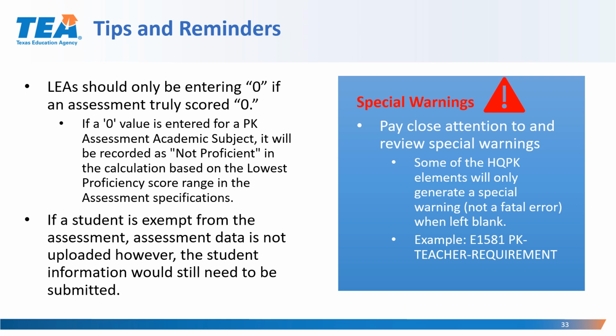To close out, here are some important tips and reminders. Local education agencies should only be entering 0 if an assessment truly scored 0. If a 0 value is entered for a pre-kindergarten assessment academic subject, it will be recorded as not proficient in the calculation based on the lowest proficiency score range in the assessment specifications. If a student is exempt from the assessment, data is not uploaded. However, the student information would still need to be submitted.